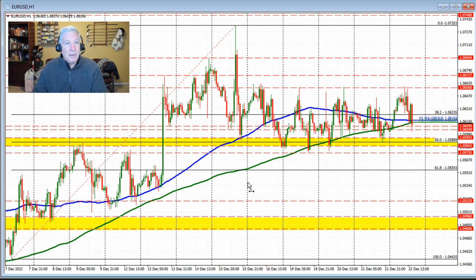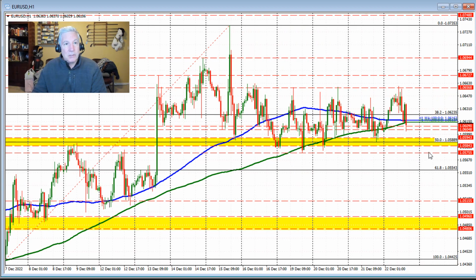So watch that yellow area, watch the 50% retracement, watch the lows on the downside. If we were able to keep the momentum going and break outside of this box, then that would be more bearish for the euro versus US dollar. It's not exactly a box, but you get my point.